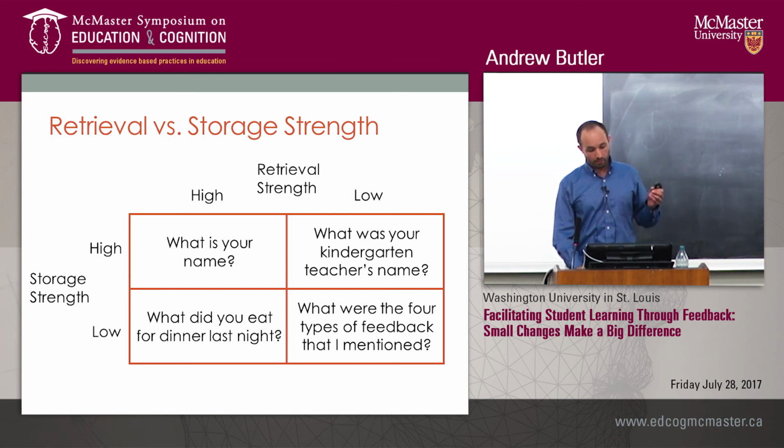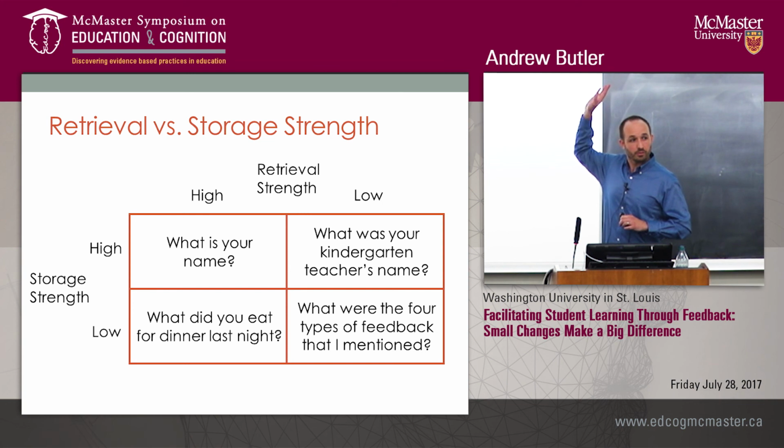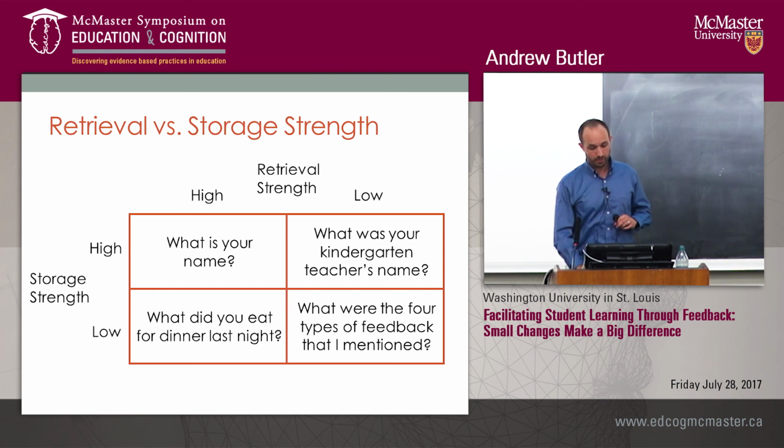And finally, what were the 4 types of feedback that I mentioned? Some people laughed. Well, this is probably something that is low in retrieval strength and low in storage strength. It might be hard to get to. You might not be able to get to it.